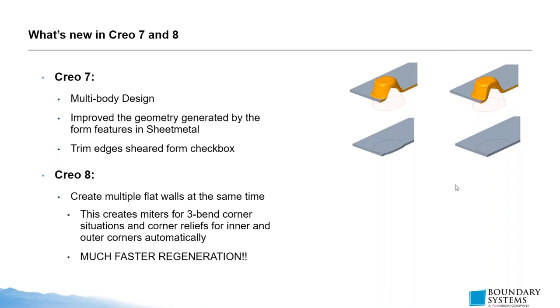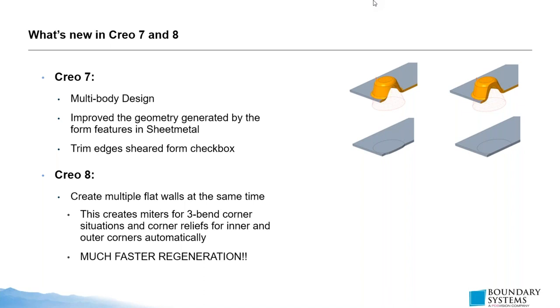Additionally, in Creo 7, this is pretty minor, but we improved the form features and how these will generate. If we look on the right, we can see the trim edges sheared form option. This is an option that's been added to Creo. Essentially, if your punch forms or any type of forms intersect with an edge, we can see how this option just changes how that's behaved, whether the resulting walls are straight up and down, or if they match the amount of material, how it would be done. And again, that's just a checkbox. You can enable that or disable that.